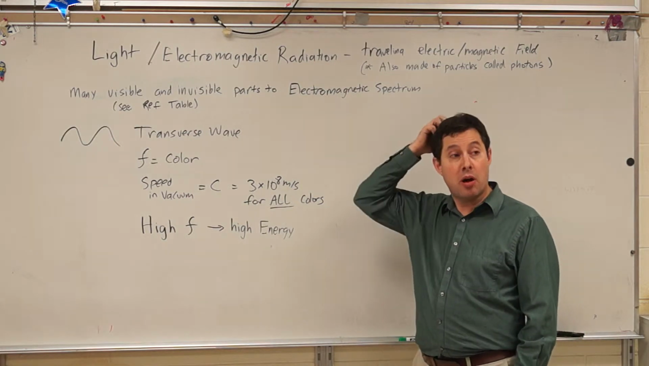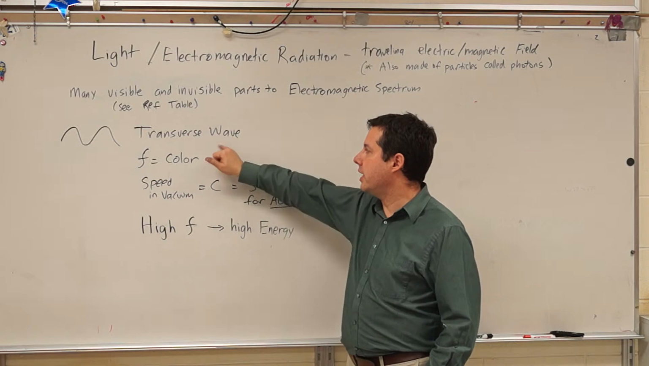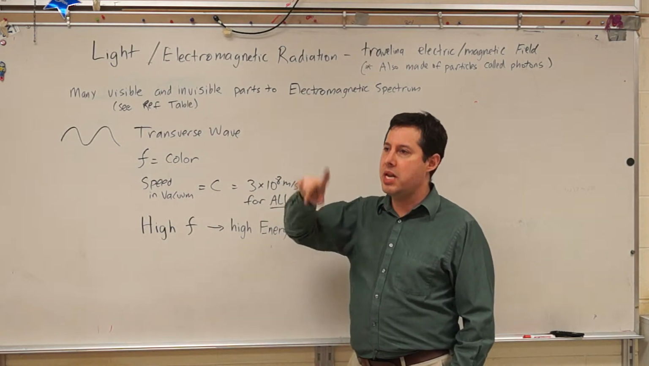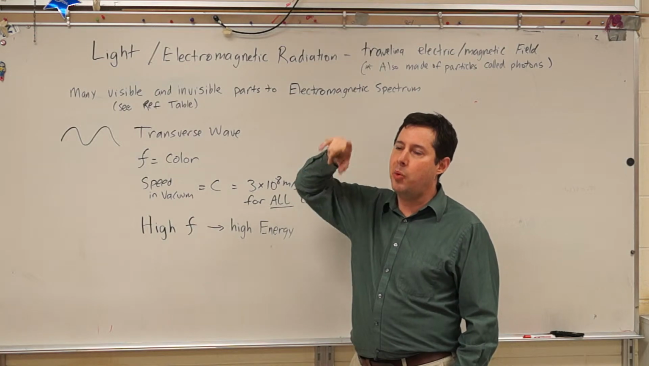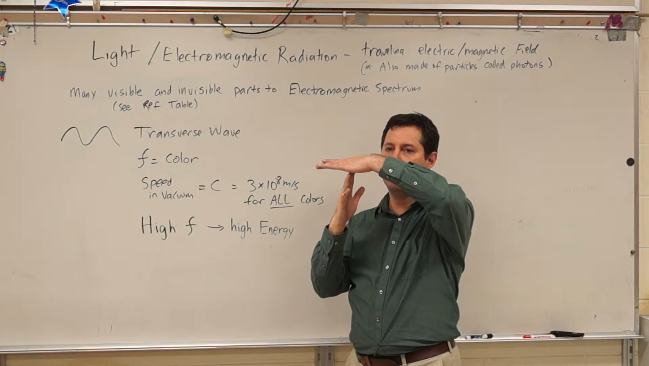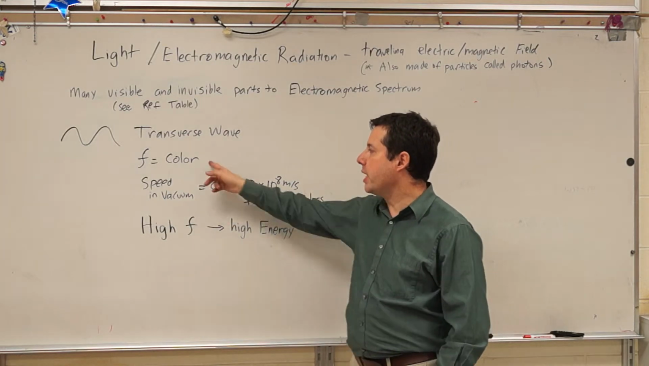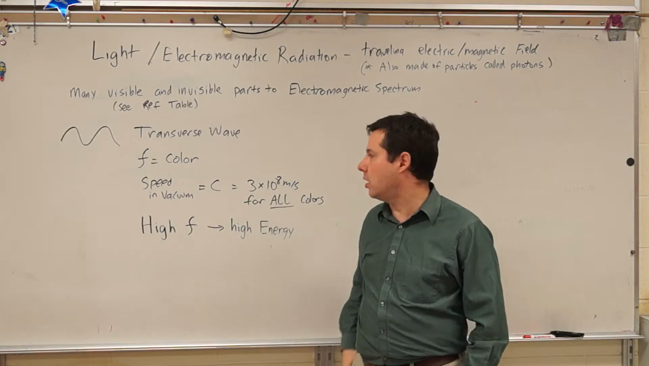Ultimately, though, no matter what kind of light you're dealing with, or electromagnetic radiation, there are similarities, like they are all transverse waves, meaning that if the wave is moving to the right, it's vibrating perpendicular to it. Transverse vibrations are perpendicular to the direction of motion. The frequency of electromagnetic radiation determines the color.